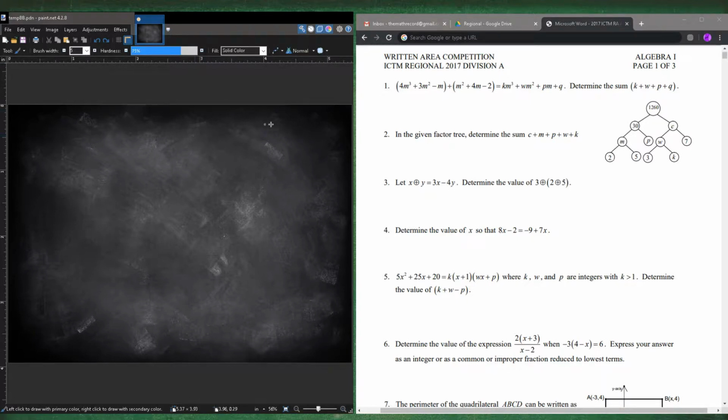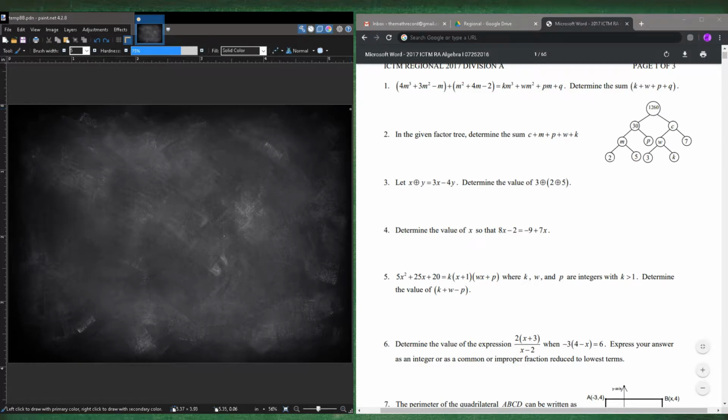Okay, let's start. So the first question is 4m cubed plus 3m squared minus m plus m squared plus 4m minus 2, which is equal to km cubed plus wm squared plus pm plus q. And then you have to determine the sum, which is just adding all the coefficients.